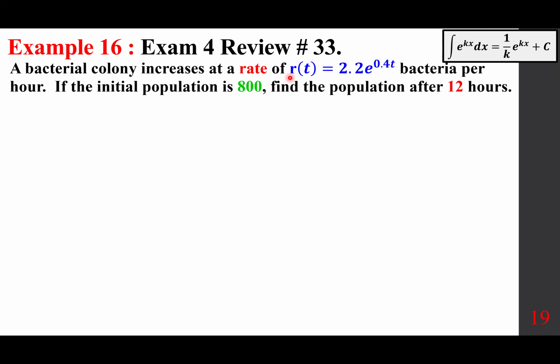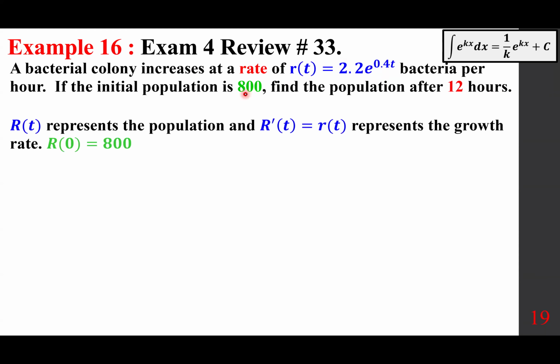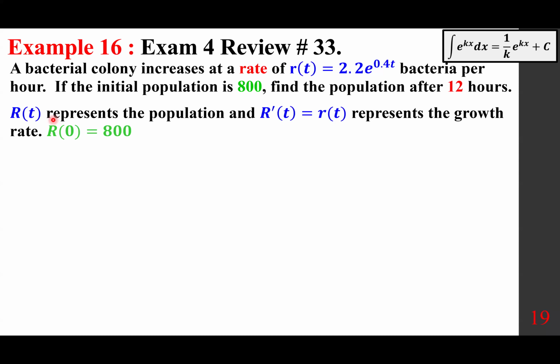So if this represents the amount of increase as a rate, then let's say capital R of t represents the population, and this is capital R prime of t, which is lowercase r of t. This is the initial value. So we write capital R of t represents the population. Capital R prime, lowercase r of t, represents the growth rate. And the initial value R of 0 is 800. This is understanding the problem.